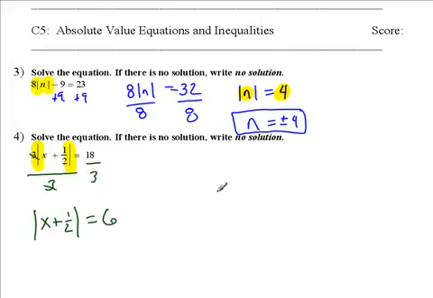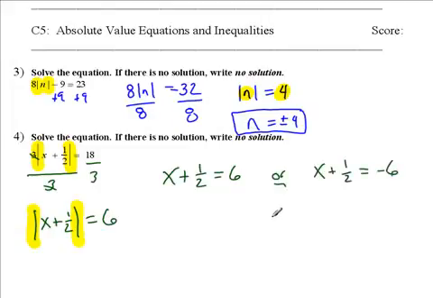Now, the absolute value here is going to give me 2 cases again, but it's not as simple as what we did in number 3. But notice in number 3, we had absolute value equals the positive or negative of the right side. That same thing has happened here in number 4. The thing inside the absolute value, x plus 1/2, equals the positive, or equals the negative of the right side. That gives me 2 little equations that I can solve.